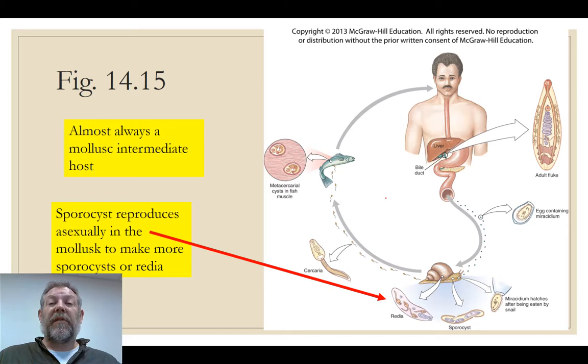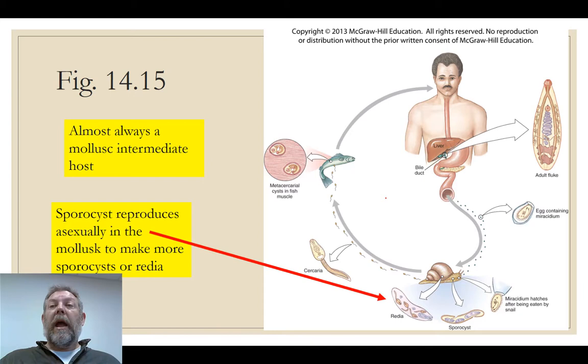You'll also notice that the sporocyst, when it's in the mollusk, can reproduce asexually. And so it can make clones of itself. And so the sporocyst can make more sporocysts, and those sporocysts can also reproduce asexually to make a bunch of redia.